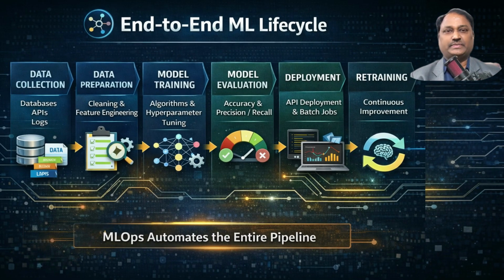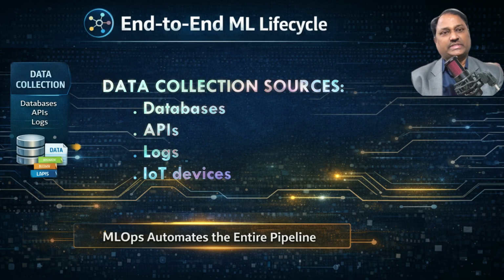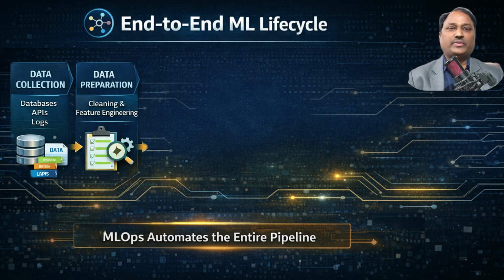End-to-end ML lifecycle. As part of that, step 1, data collection. Every ML system starts with the data. Sources are databases, APIs, logs, IoT devices. Example, in e-commerce, user interactions such as clicks and purchases generate valuable data for ML models. As part of the end-to-end ML lifecycle, step 2 is data preparation.